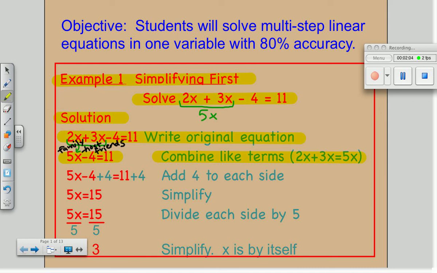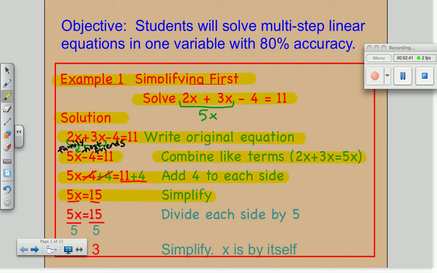So when we add 4 to both sides, on the left, negative 4 plus 4 is 0, so we just have 5x. And 11 plus 4 is 15. So we have 5x equals 15. Now, how do I get rid of the family? So what's the inverse of multiplication? Division. So you divide both sides by the same number, 5. If x is being multiplied by 5, how do I undo that multiplication? I divide by 5.